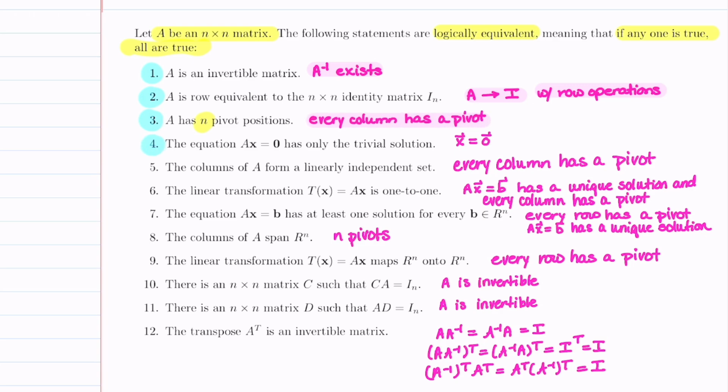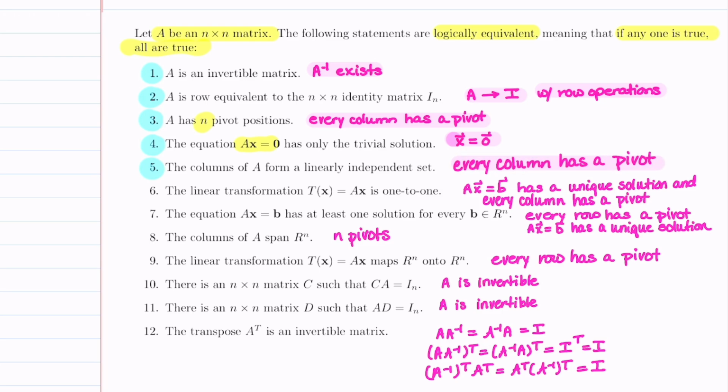The fourth statement says that the equation Ax = 0 has only the trivial solution, and that solution is x = 0. The fifth statement says that the columns of A form a linearly independent set. The columns are going to be linearly independent because every column has a pivot.